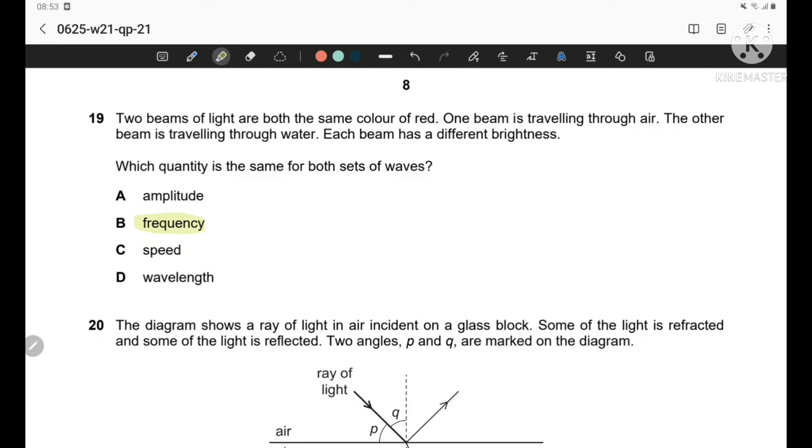When the medium changes for light, its wavelength and speed will change. Frequency will always remain the same. Frequency means the color is also the same. The color represents frequency and it still remains red. So the correct answer is option B. Or you need to understand, when the medium changes, the electromagnetic wave's speed and wavelength will change. Frequency will always remain the same.